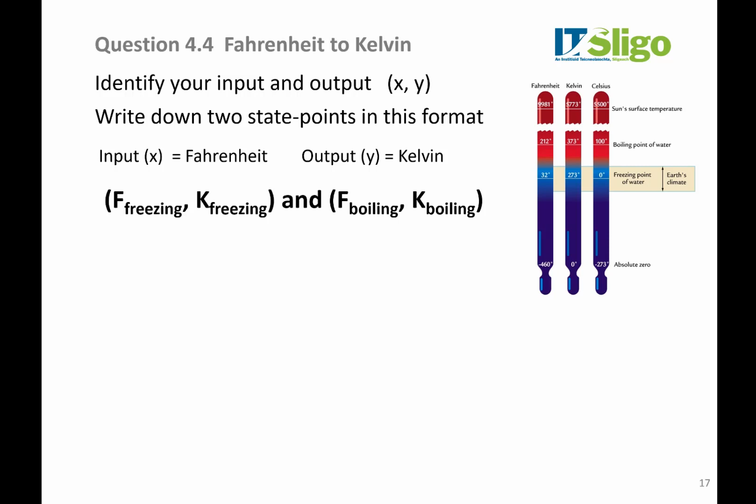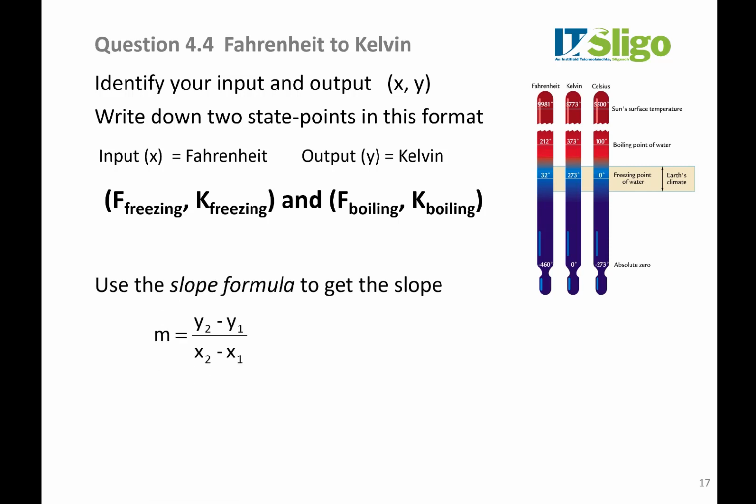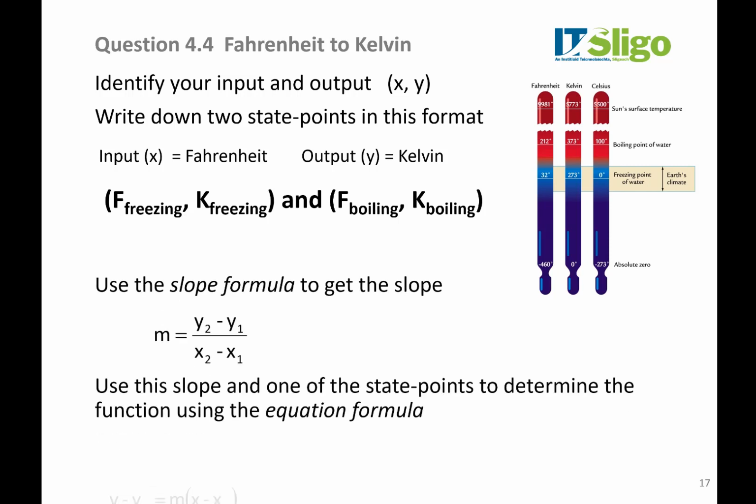So it's so crucial to identify the input. And then what's my output? In this case, Kelvin is the output. Get your slope, and then use the equation. And as it said on the previous slide, guys, don't bring your values to decimals. Make sure everything stays as a fraction.